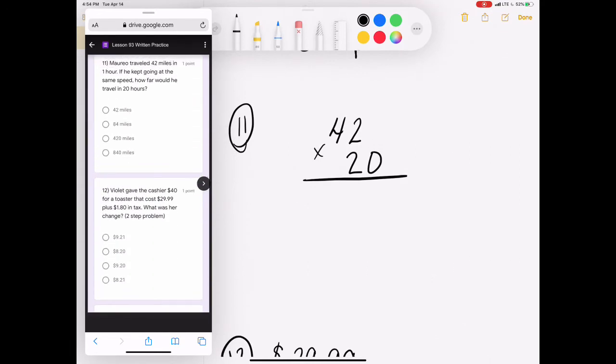Number 11, 42 times 20. Mario traveled 42 miles in an hour. If he kept going 20 hours, that is what we're finding. 2 times 2 is 4. 4 times 2 is 8. 840 miles.